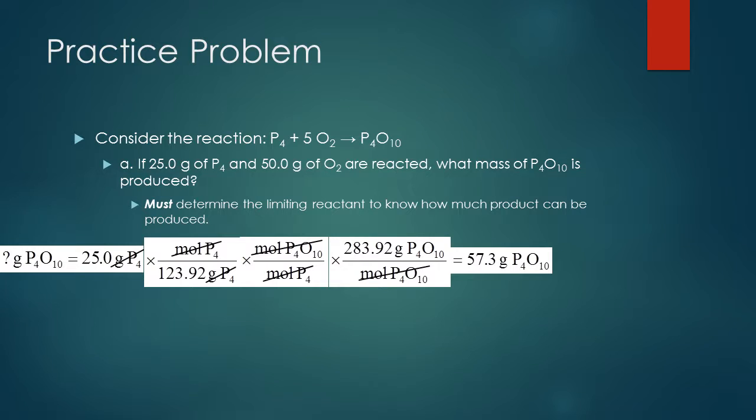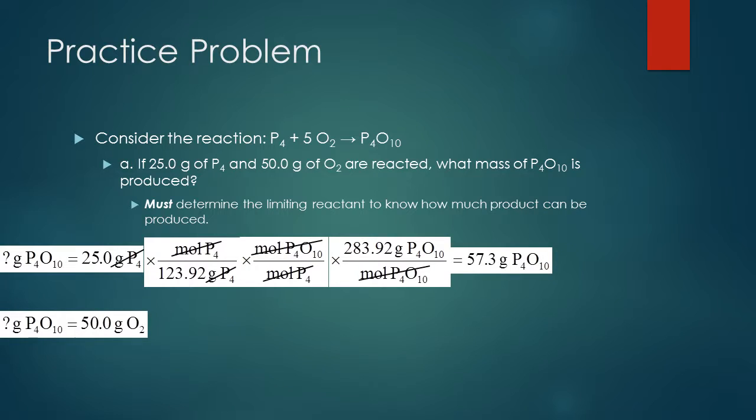Now remember what this tells us. This tells us if all of the phosphorus, all 25 grams of it, react, we will get 57.3 grams of the tetraphosphorus decoxide, that would be the name of that, produced.